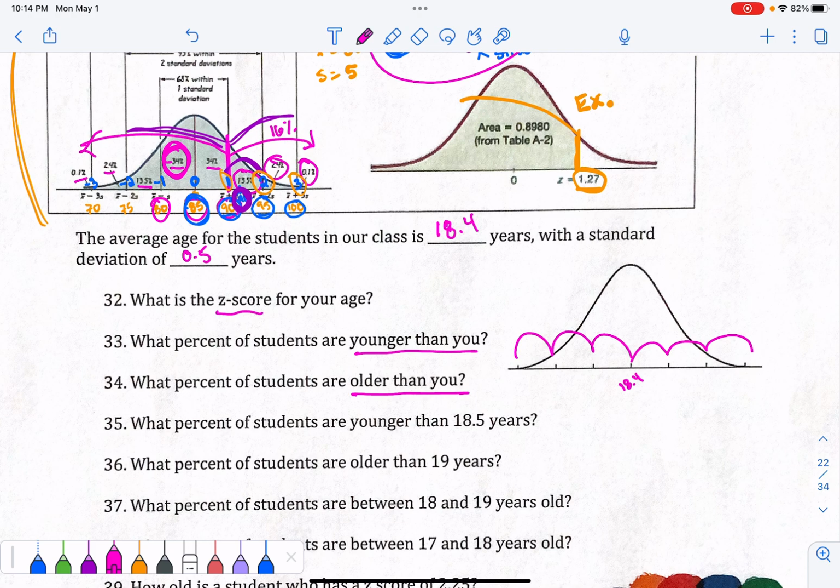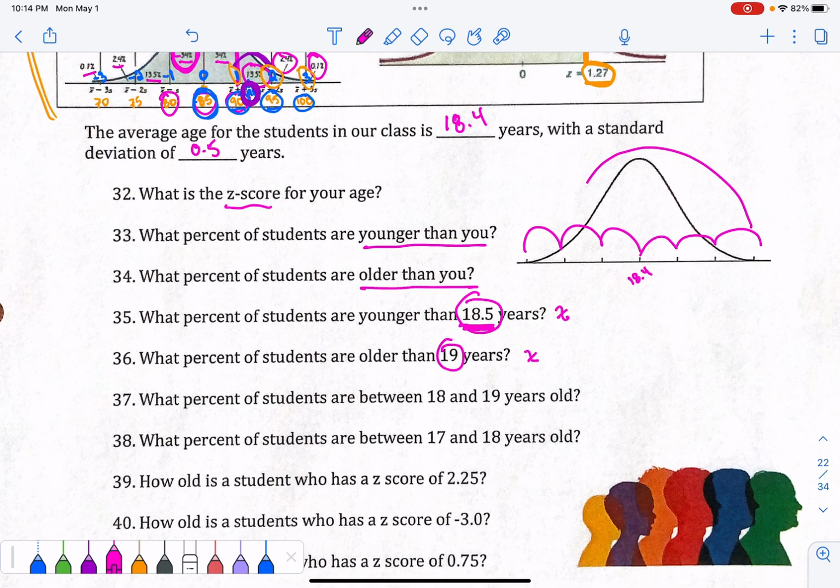Okay, what percent of students are younger than 18.5 years? So here, you're going to have to calculate a new z-score and figure out what percentage that is. 19 years, you're going to have to calculate a new z-score. Then they ask for what percent of students are between 18 and 19 years old.